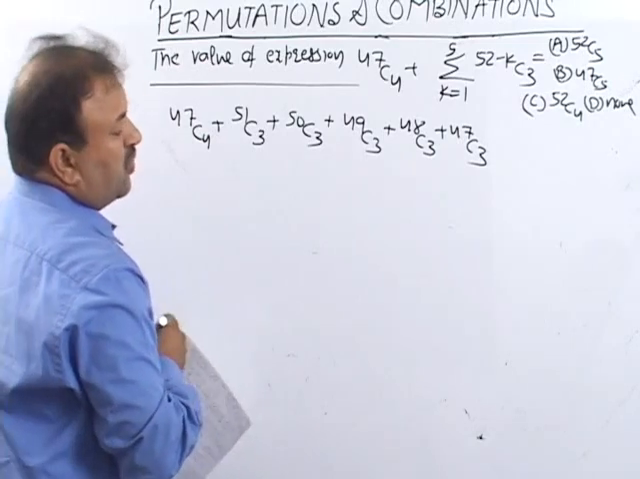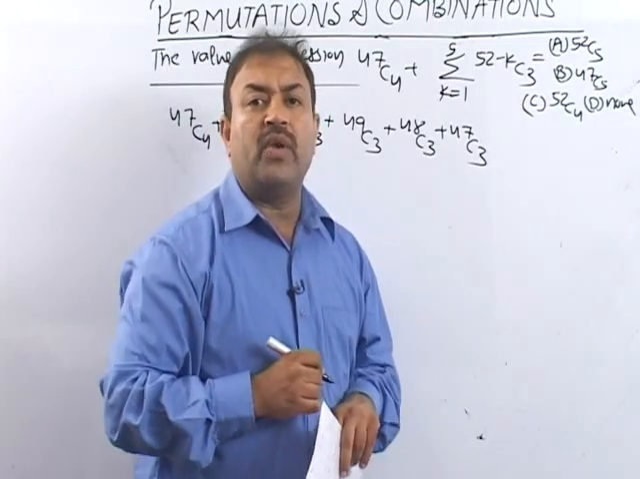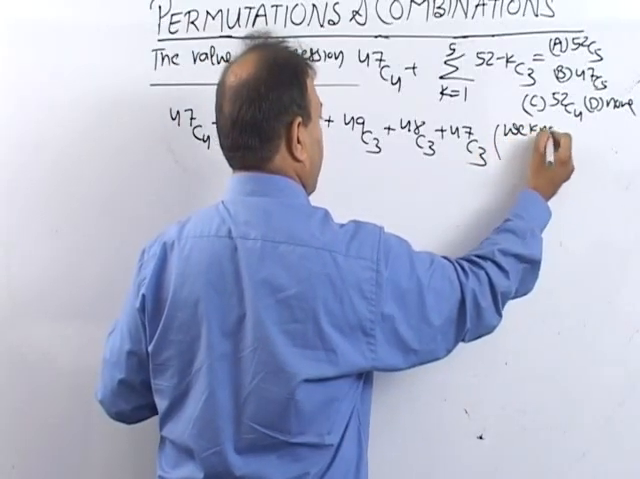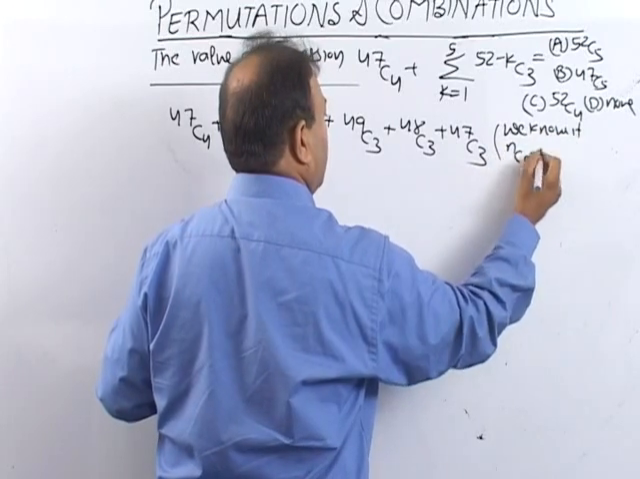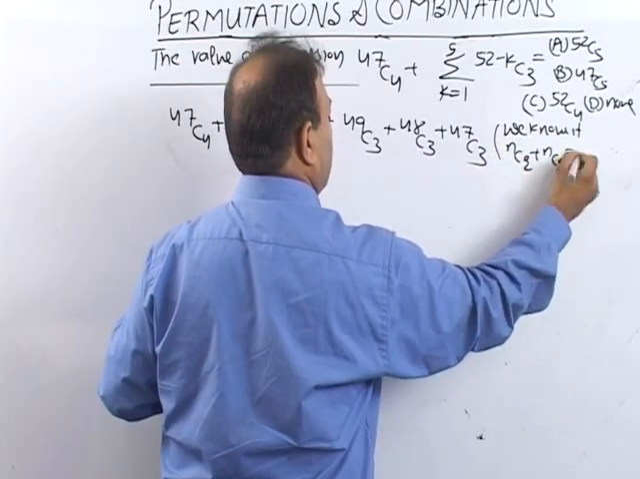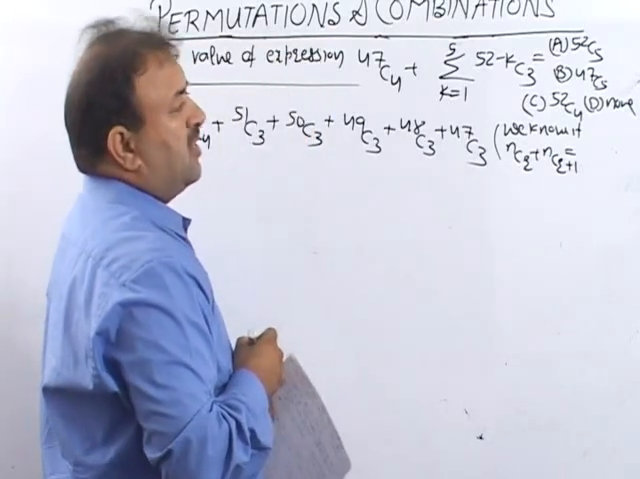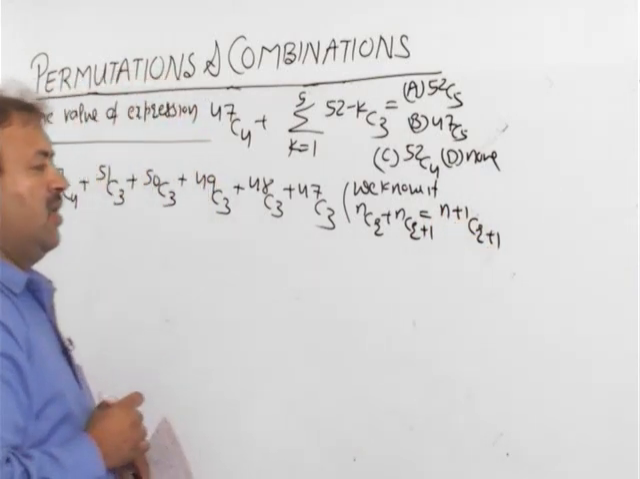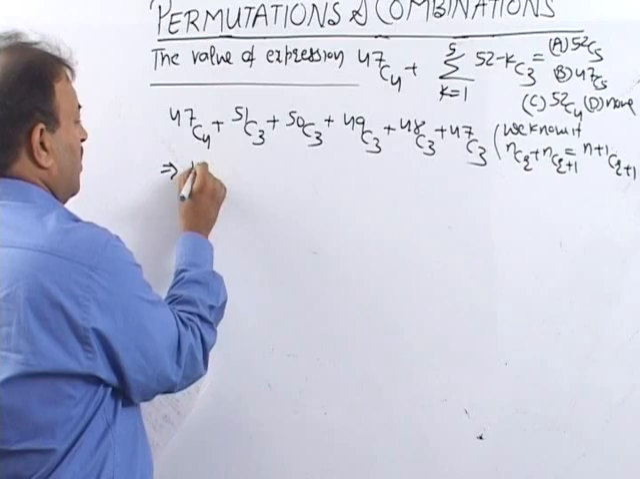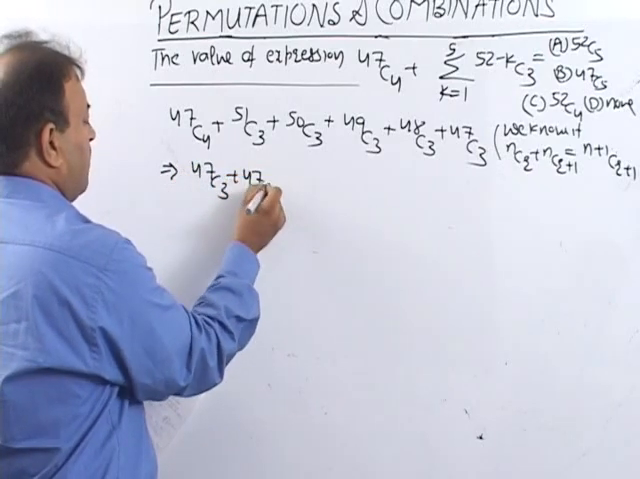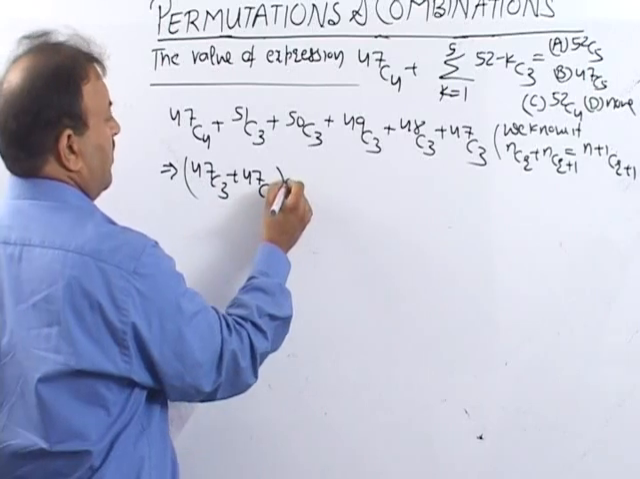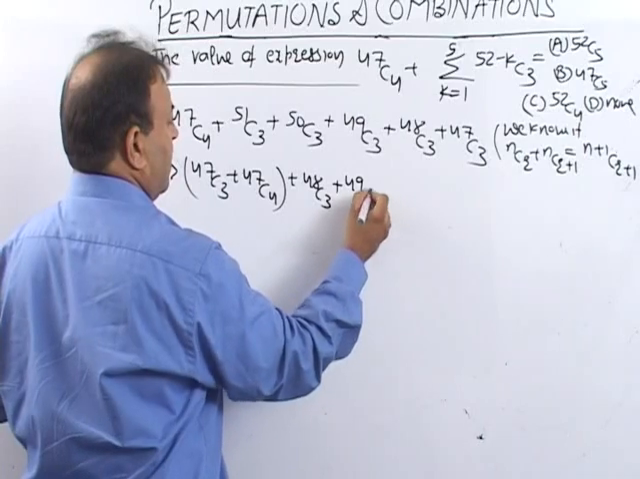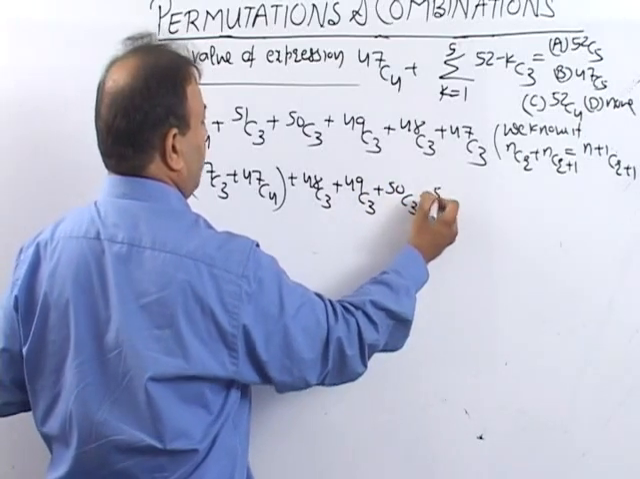So these are the terms we got. Now we know one formula, that is, we know nCr plus nC(r+1) is (n+1)C(r+1). That means we can say (47C3 plus 47C4) in one bracket plus 48C3, 49C3 plus 50C3 plus 51C3.